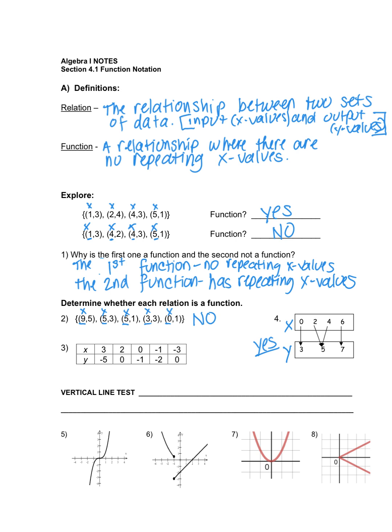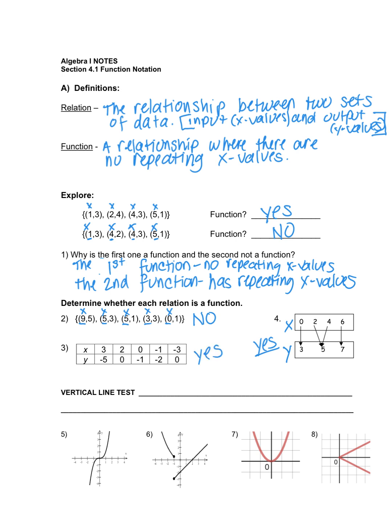We have our X values in the top row and our Y values in the bottom row. Let's look at the top. Do we see any repeating numbers? 3, 2, 0, -1, -3. No repeating X values, therefore, yes, this is a function.